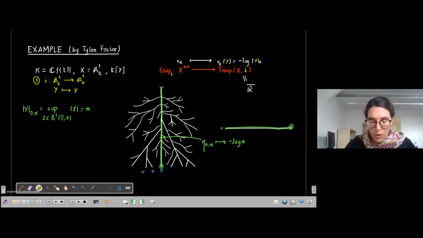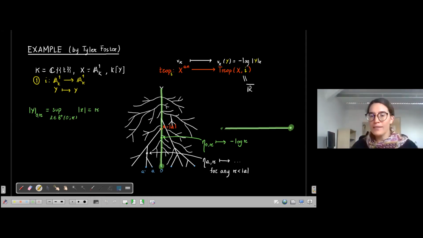But now, what about other points? For instance, let's pick a point that is not along this path. Let's take eta_{a,r}, and in order to be not on the green path, we need to assume that r is strictly smaller than the absolute value of a, because we've seen that as soon as r is equal to the evaluation of a, or the balls of radius r strictly bigger than the absolute value of a, with center a or center 0, just coincide. So we're back on this green line.